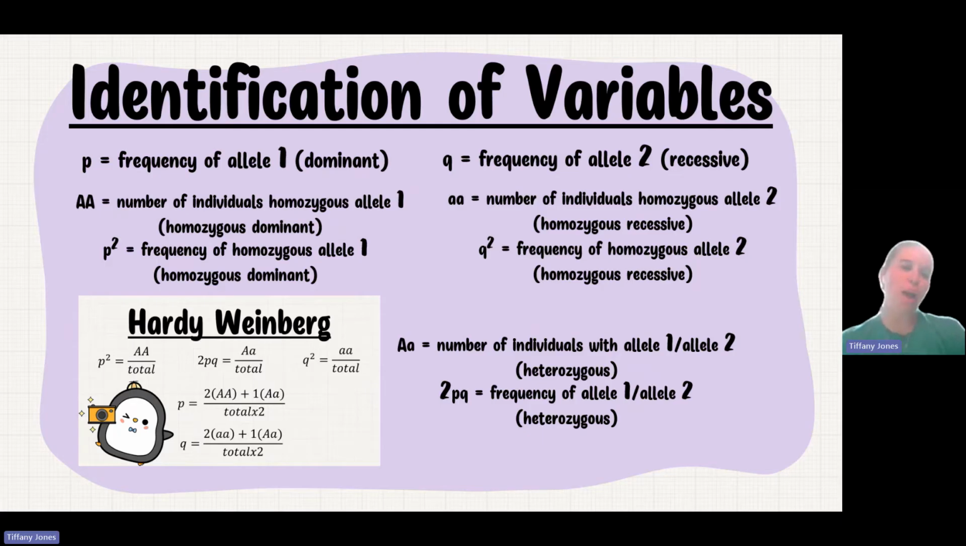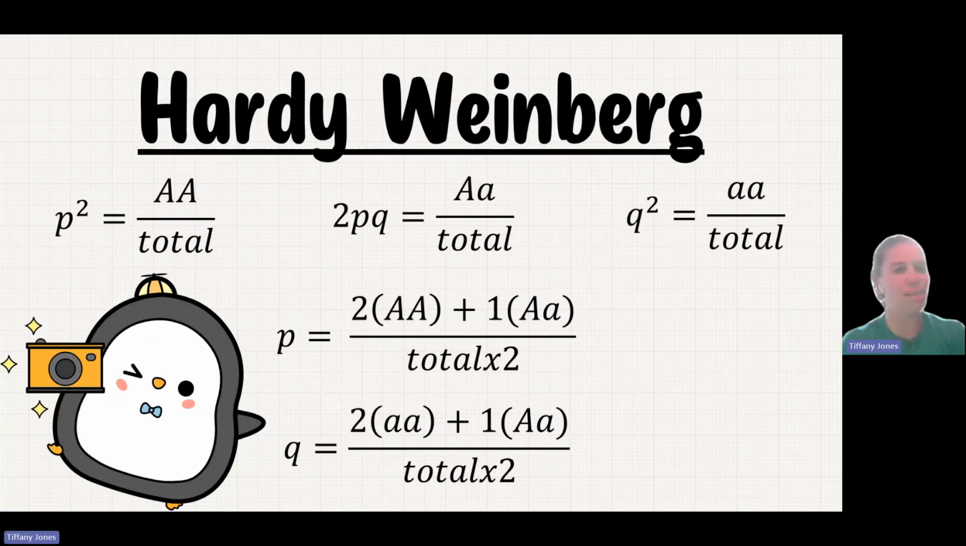So when we're solving this problem, if I want to know the frequency of being homozygous dominant, I take the number of individuals that are homozygous dominant divided by the total number of individuals. 2PQ would be the number that are heterozygous over the total, and Q squared would be the number of individuals that are homozygous recessive over the total. And again, that's giving us those frequencies.